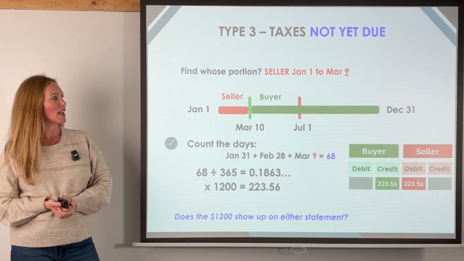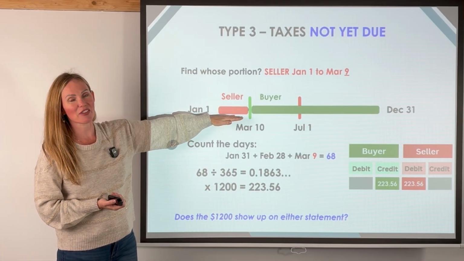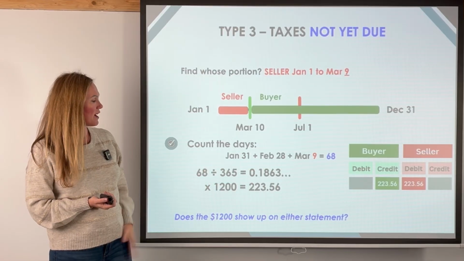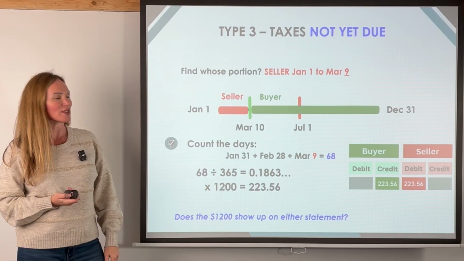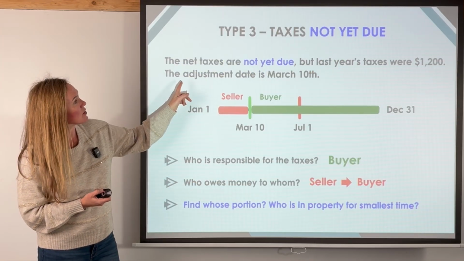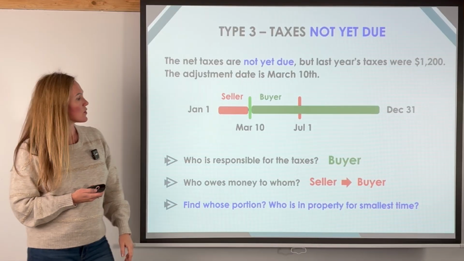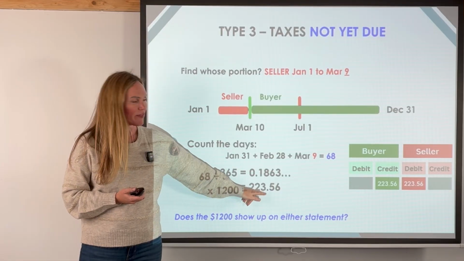And then what do you do with the 68 days? So that means the seller is responsible for 68 days out of the 365. So you divide it by 365, and then you times it by whatever the taxes were given to you. So in the question, taxes are $1,200, so you're going to times it by the taxes that's given to you. Okay, so the amount will be $223.56.